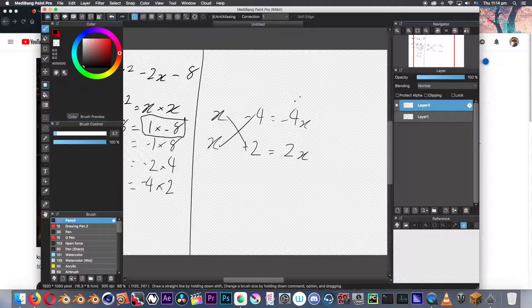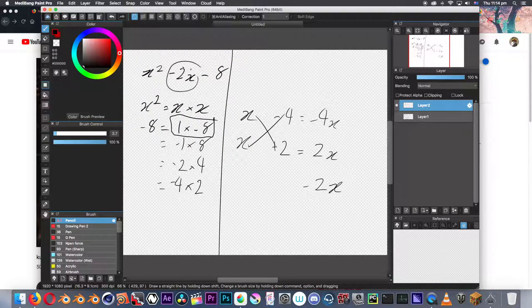Let's add these together, and what's 2 plus -4? It's -2. -2x, I meant. Gotta be neat handwriting. Alright, there we go. Now we're going to check our middle term, which is the -2x. We can see that it does become a true statement. So this is a true statement.